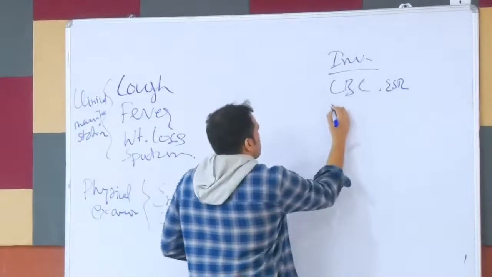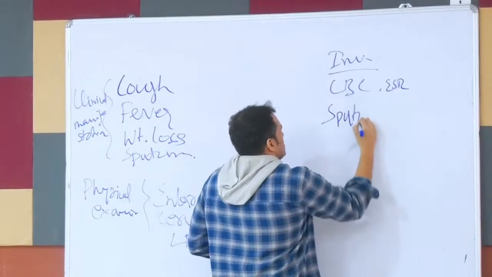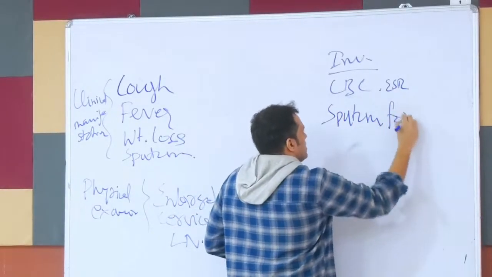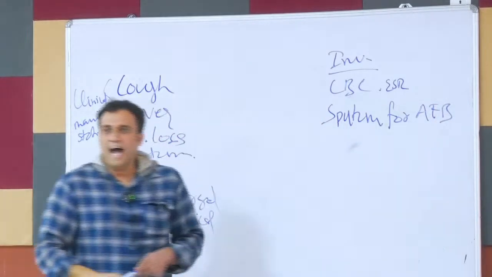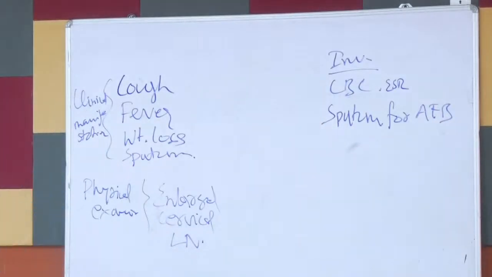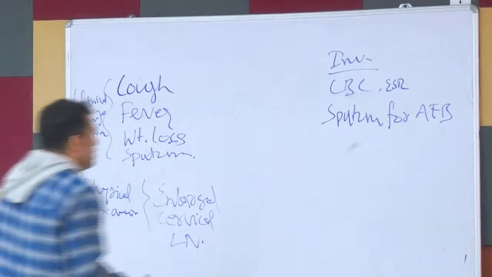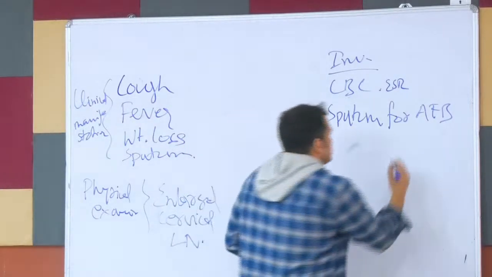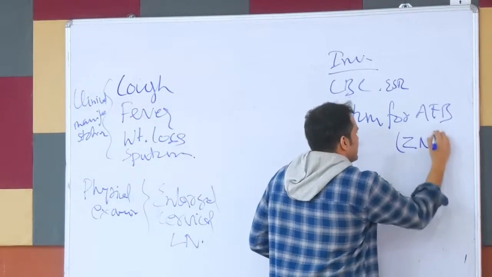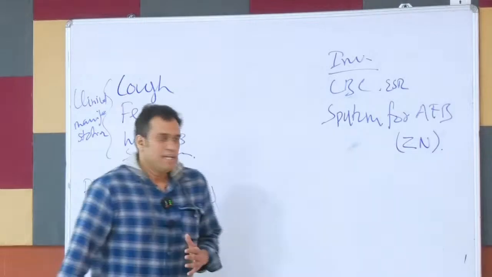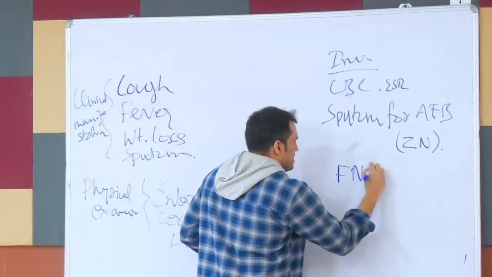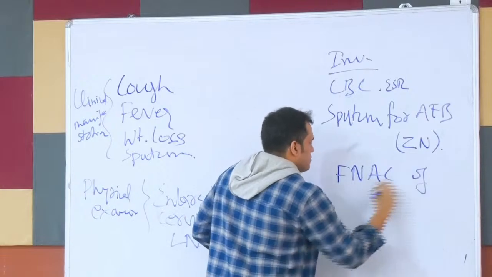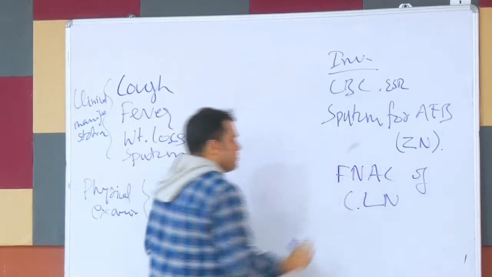Then you give a sputum sample for AFB. What is AFB? Acid fast bacilli. So they will do a, have you heard of it? They will do a ZN stain, a Ziehl-Neelsen stain. Then for this enlarged lymph node, you order a FNAC of the cervical lymph node.